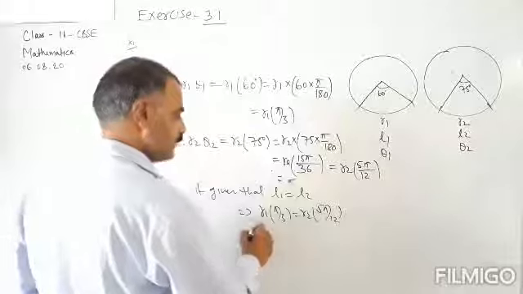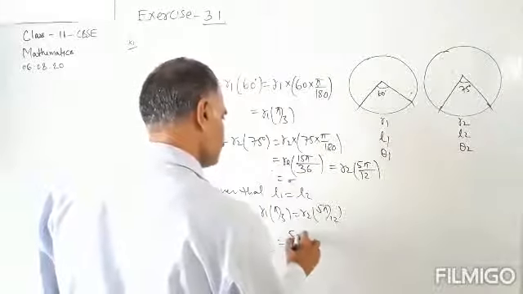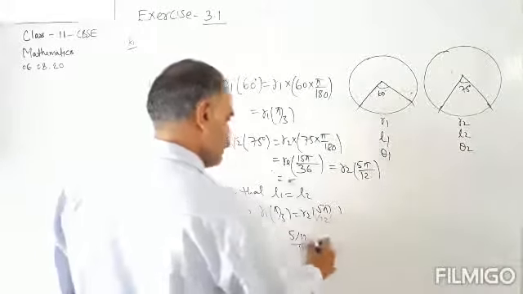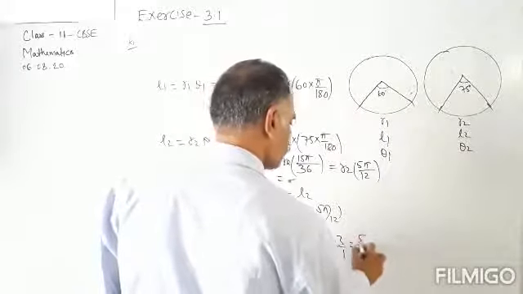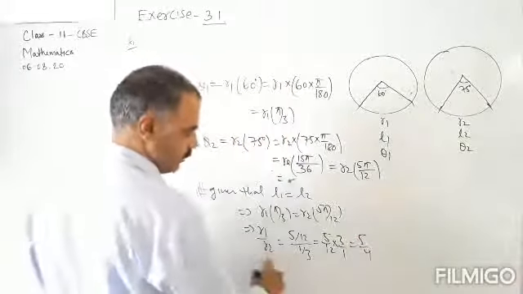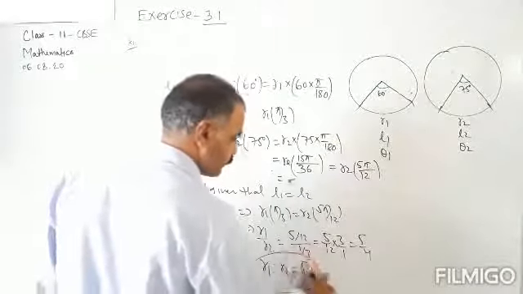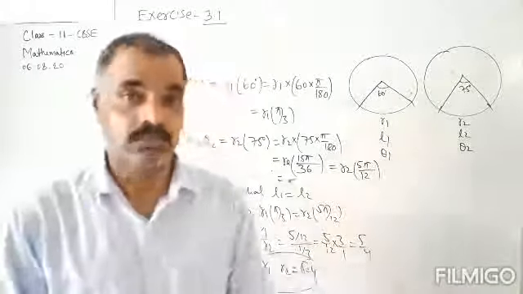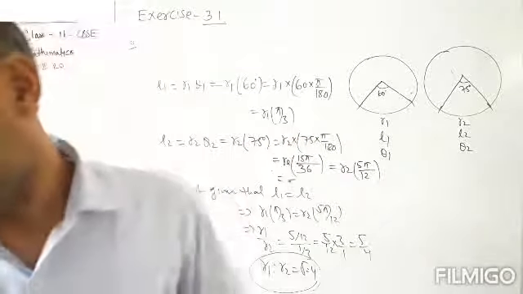Pi is cancelled. So R1 upon R2 is equal to 5 upon 12 upon 1 upon 3, that is 5 upon 12 into 3 upon 1, which is 5 upon 4. So R1 ratio R2 is equal to 5 ratio 4. This is the answer of question number 6.